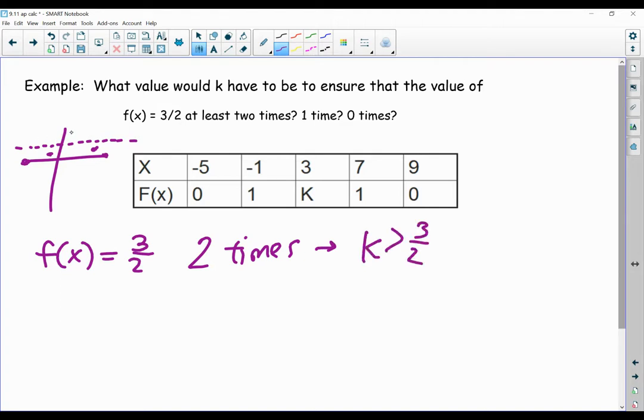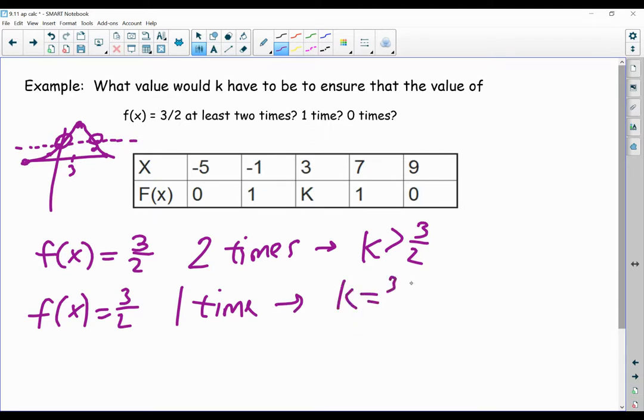Because if I make this point at 3 above 3/2, then it's going to have to cross through to get to it and cross back down, and it's going to hit 2 times. So any value that's higher than it will guarantee that it hits it 2 times. If I wanted to hit it 1 time, I could guarantee 1 time by making k equal to 3/2.